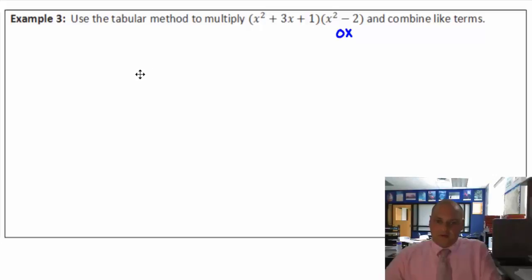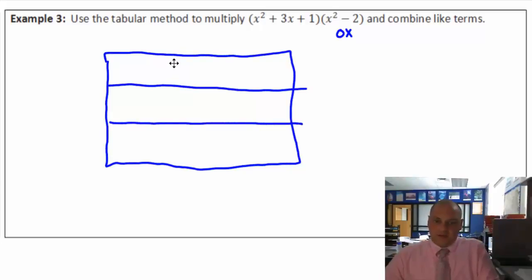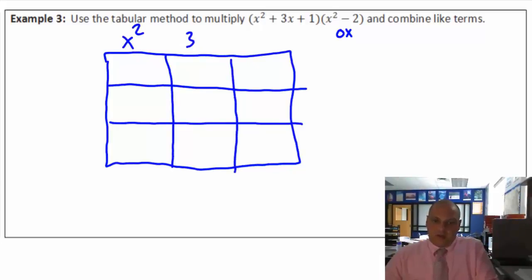All right, so let's kind of put it over here. You're going to make your own table. This is kind of hard to do with the pen I'm using here, so I'm going to do the best I can. Everyone draw on their table. So we have x squared, 3x, and 1. And then I have x squared, 0x, and negative 2. Got it? Good.